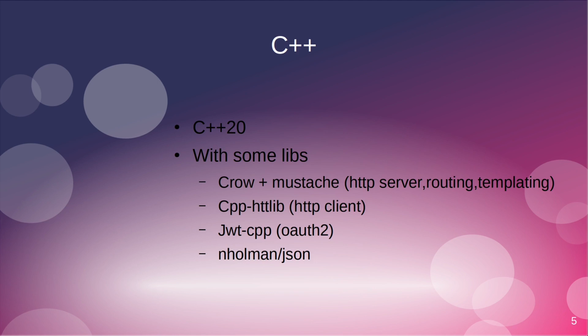We also need some sort of HTTP client, so we are going to use cpp-httplib as a client to call the Google API. And because Google relies on OAuth 2 for authentication, we also need a way to build JWT tokens. So we are going to use jwt-cpp. Finally, all of those APIs use JSON structures to send and receive data. So we need a library to handle text to object transformations. So we are going to use nlohmann JSON, which is a standard JSON library in C++.